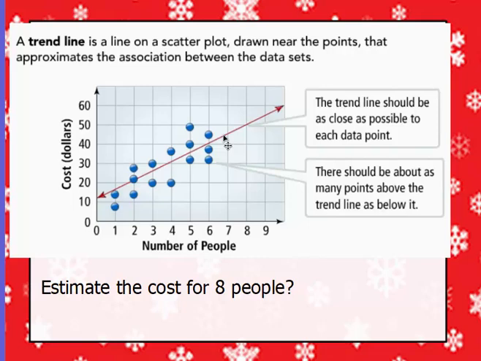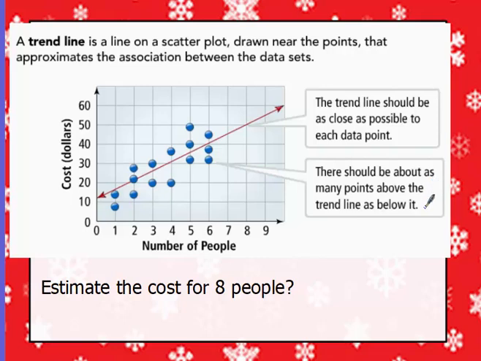So it says at the top here, a trend line is a line on a scatter plot drawn near the points that approximates the association between the data sets. So this trend line allows us to make predictions. The trend line should be as close as possible to each data point, and there should be about as many points above the line as there are below the line.